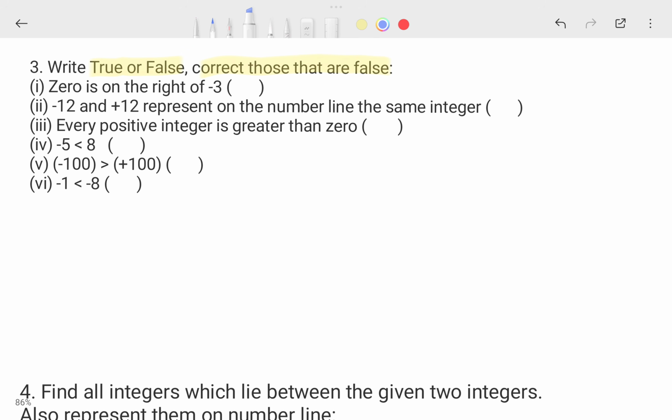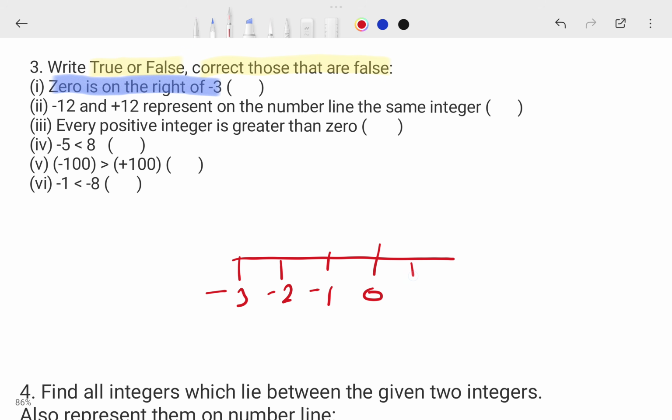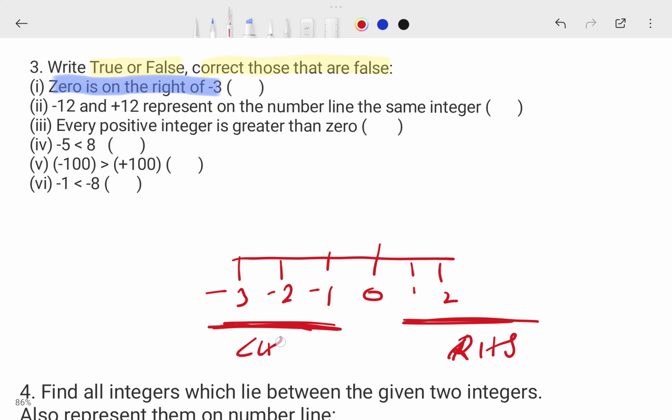Let's talk about the first question: 0 is on the right of -3. This is a number line, and in this number line this is 0. Write -1, -2 and -3, and here are the positive numbers 1, 2. This side is called the right hand side, RHS, and from 0 this side is called the left hand side, LHS. So this question is telling that 0 is on the right of -3.